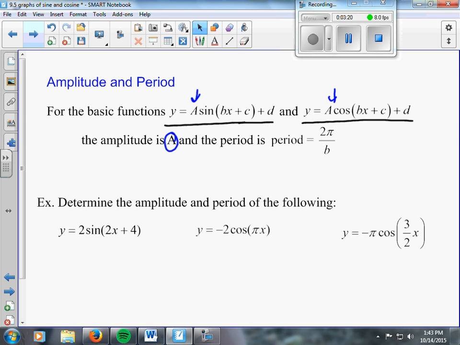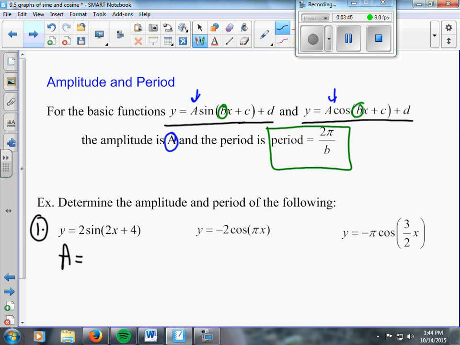And then the second thing we're going to look at changing is the period. So the period is affected by the multiple of the x, b. Okay, and we have a formula for period. Period equals 2 pi over b, and you do need to know that. Okay, and now I have three basic examples here to determine the amplitude and the period. So on this first example, let's call this number 1, the amplitude would be this number in front of the sine, 2. Then my period is going to equal 2 pi divided by the number b in front of the x, 2. So in this case, the period is pi.